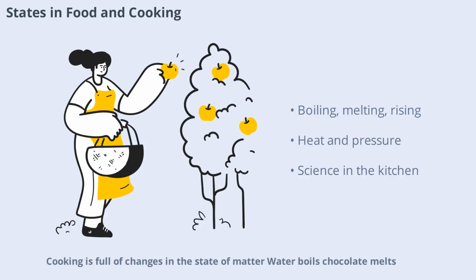Cooking is full of changes in the state of matter. Water boils, chocolate melts, and dough rises as gases form. Chefs use heat, pressure, and mixing to transform ingredients. Understanding the science behind these changes helps us cook better and enjoy delicious meals. The kitchen is a laboratory where the states and properties of matter come to life.